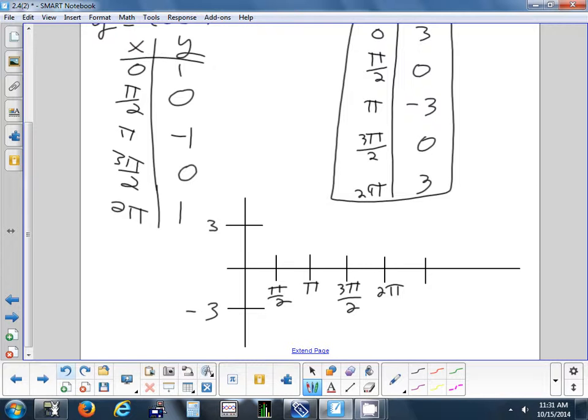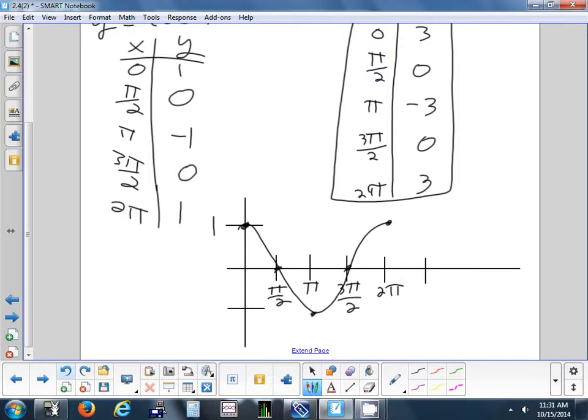All right, so graph your points. 0, 3, 0, -3, 0, and back to 3. And it basically looks exactly like the original. Why? Because I changed the scale on my axes. In fact, if I wanted it to be the original, all I'd have to do is go like this. Now it's the original.